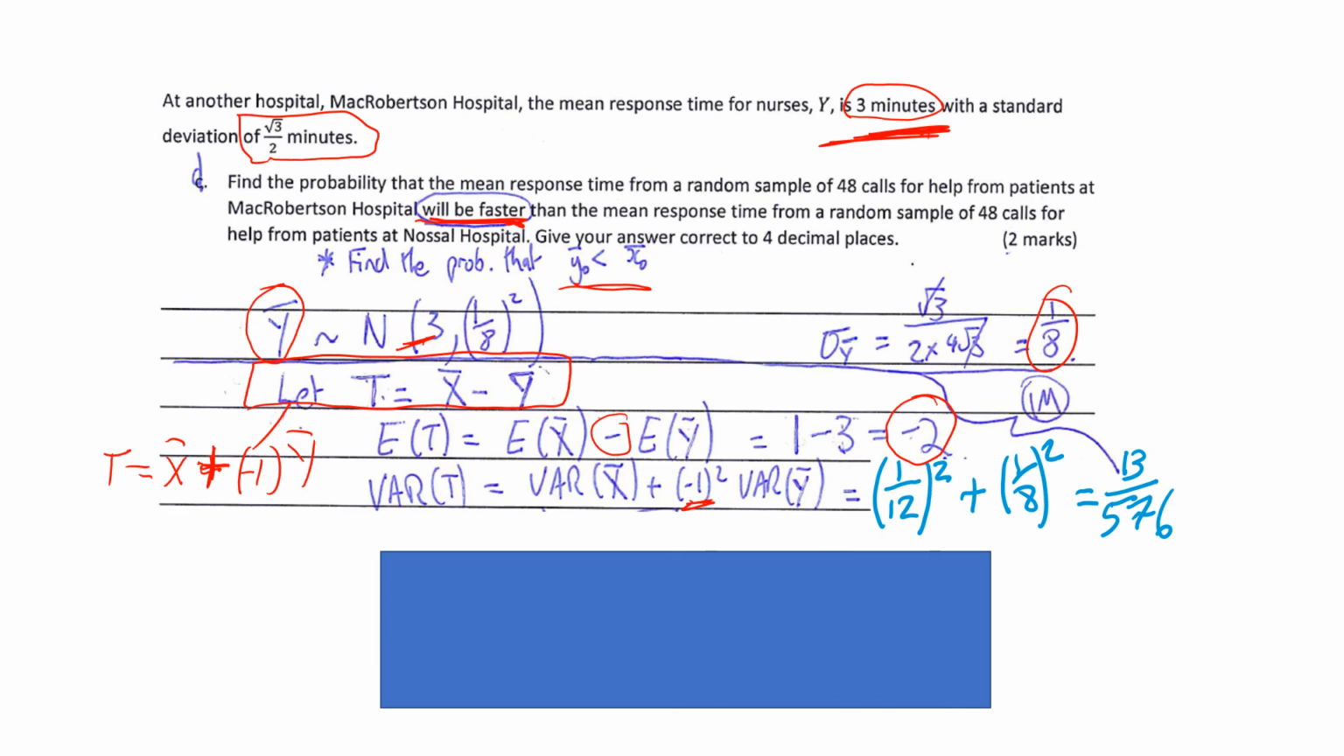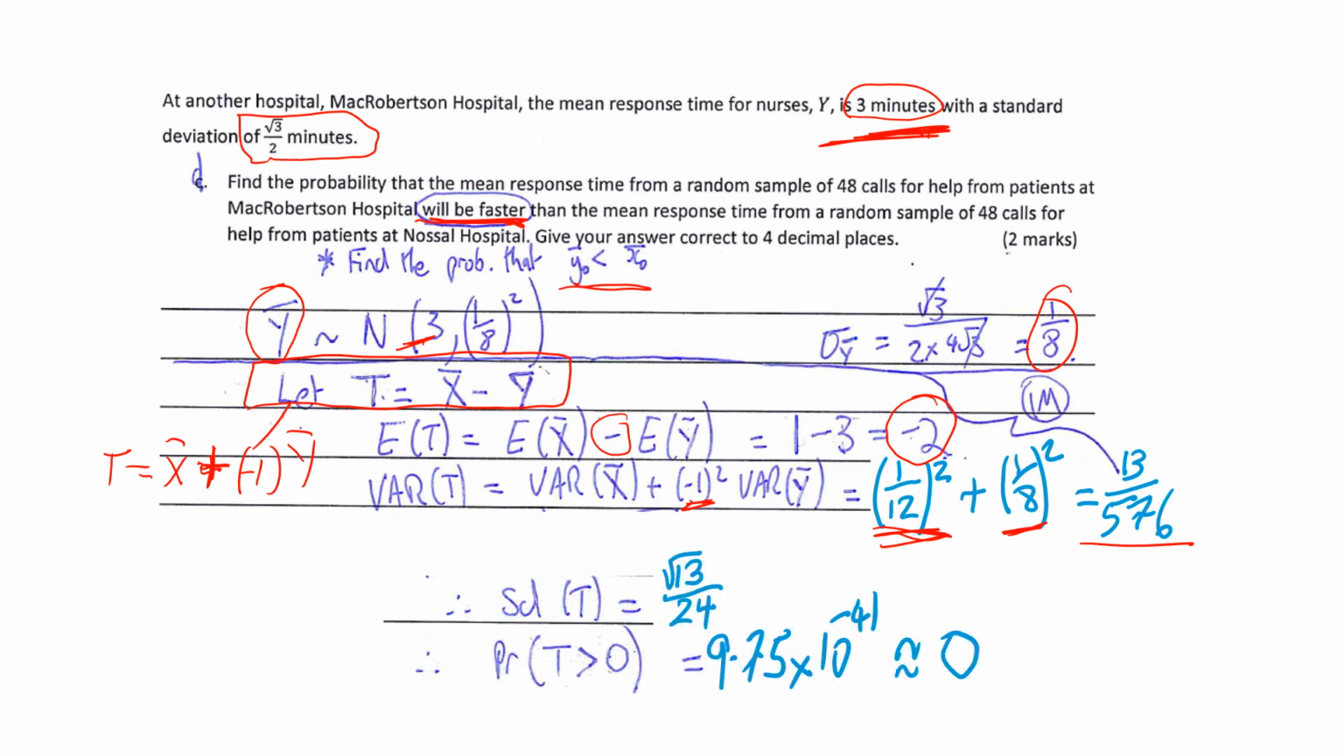So here's the variance of X bar: the standard deviation of X bar was 1/12, so there's 1/12 squared, plus the standard deviation of Y bar, which is 1/8, so plus 1/8 squared leads to this value. What do you do then? You work out the standard deviation of T by taking the square root of that. Turns out to be the square root of 13 on 24.